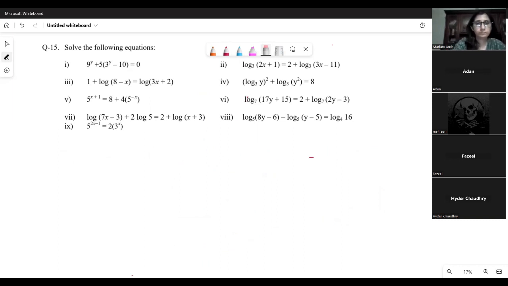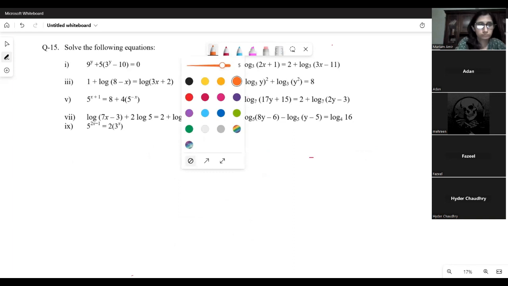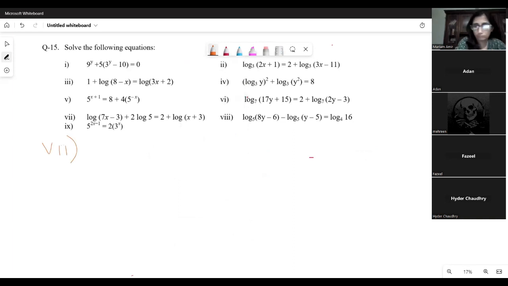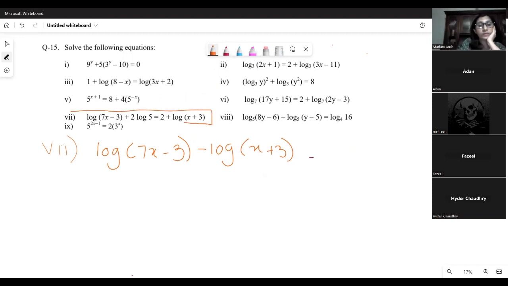Seven. Again, I'm going to bring the log terms to the same side. So log, okay, let's assume that you don't have a calculator here. Minus log x plus 3, and you don't have a calculator here. Such questions do come without using a calculator, right? Without calculator.